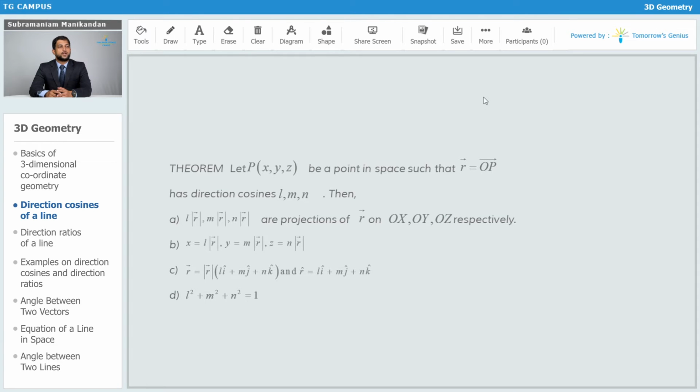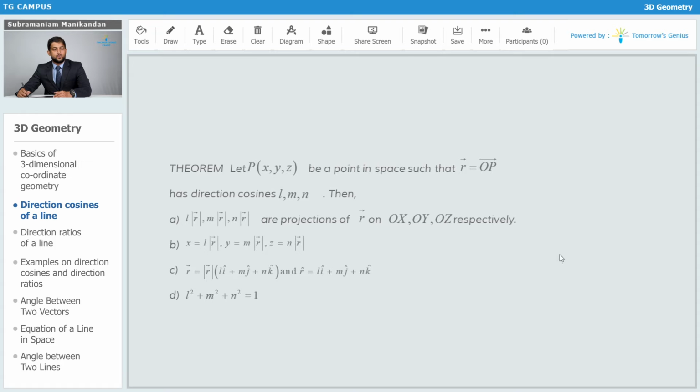Let P, with coordinates given by x, y, z, be a point in space such that r bar is equal to OP bar. It has direction cosines l, m, n. Then l times the magnitude of r bar, m times the magnitude of r bar, and n times the magnitude of r bar are the projections of r bar on OX, OY and OZ respectively.